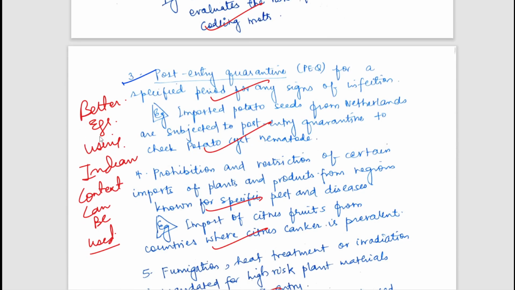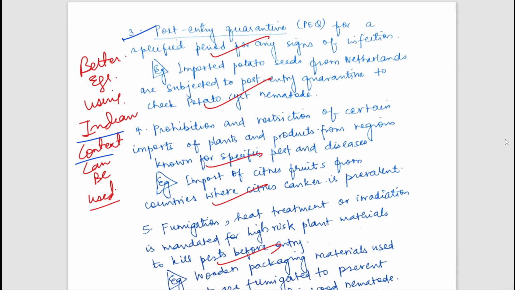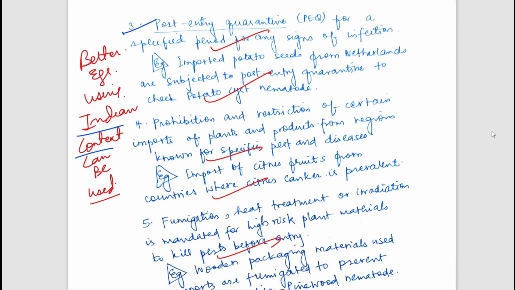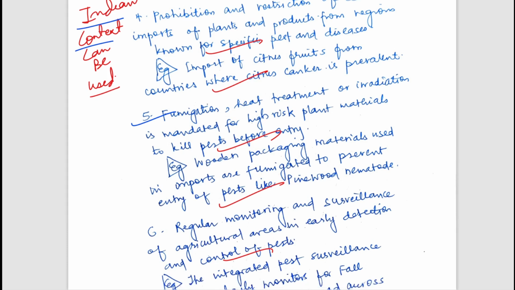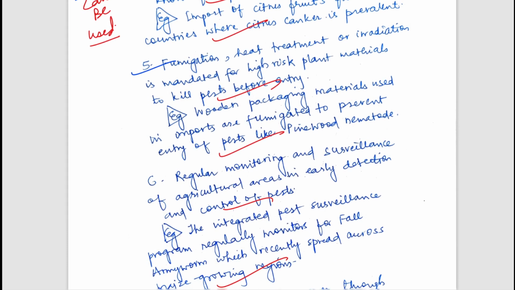And you can see I have mentioned here, whenever you are writing some kind of examples, try to write the examples in Indian context, which could be more important. Many times we write examples in foreign context, which is good, but when we write examples in Indian context, it enhances the answer. So please try to follow it. Fumigation can be done. The answer has been properly written, you can simply pause and read it.